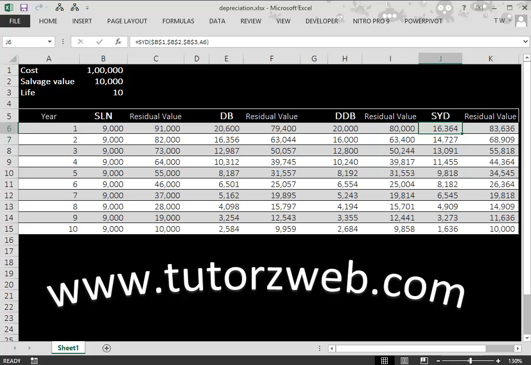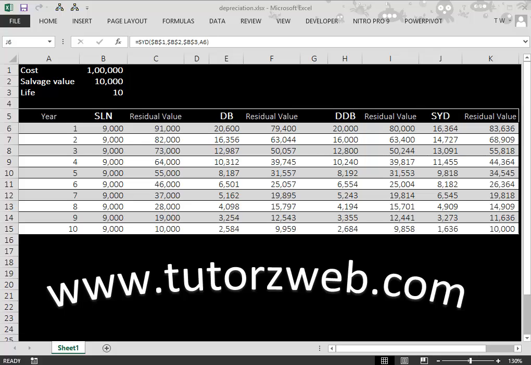Sum of years digits. The sum of years digits method calculates faster depreciation in the early years and slower depreciation in the later years. Let's take an example of an asset that you expect to use for 5 years. In the first year, you add the years digits 5 plus 4 plus 3 plus 2 plus 1, which is 15. Then you multiply the cost less the salvage by 5 divided by 15, which is 1 by 3.